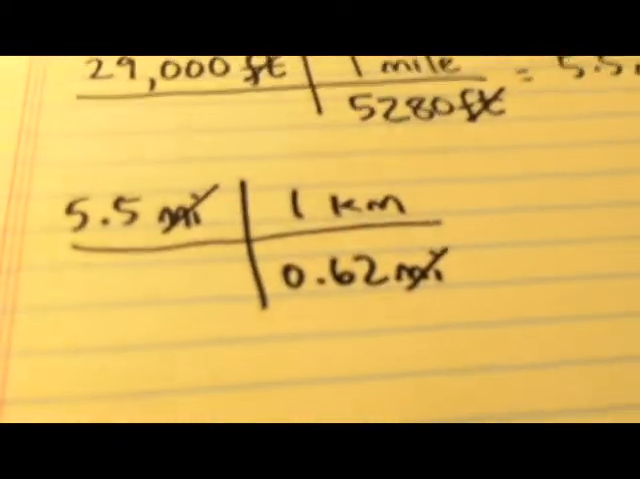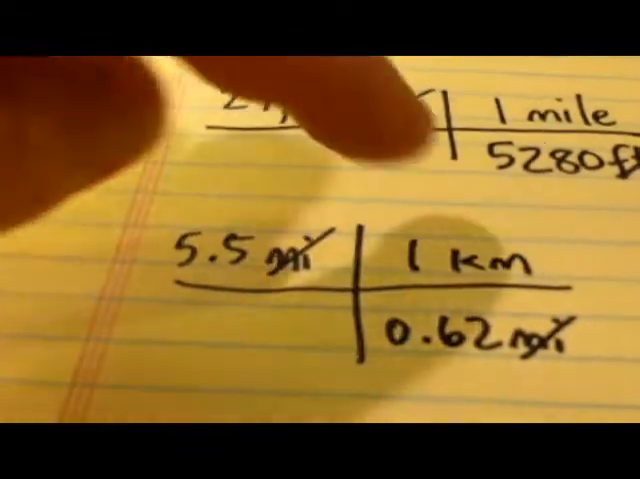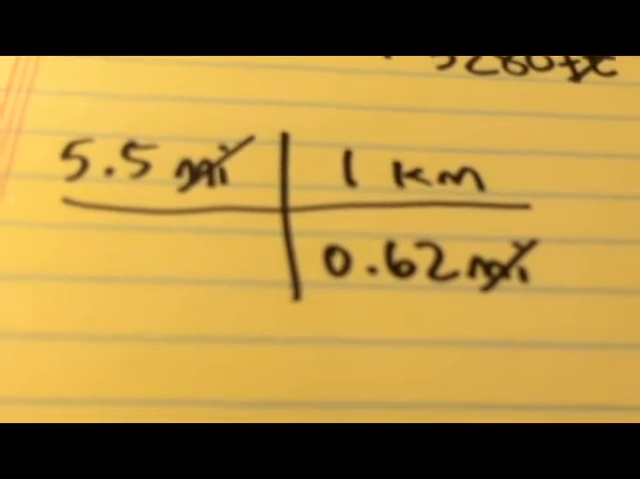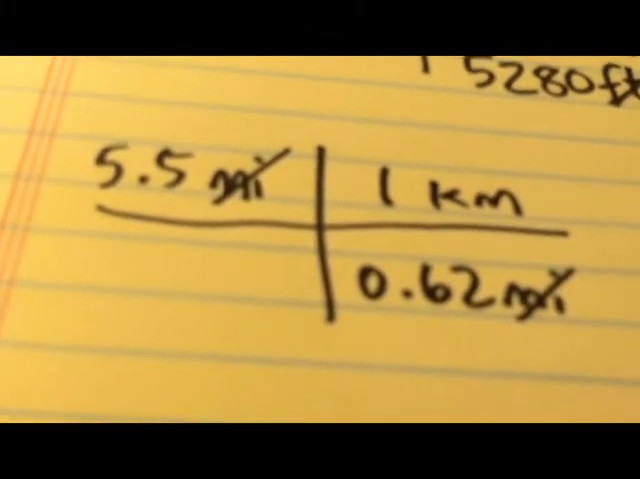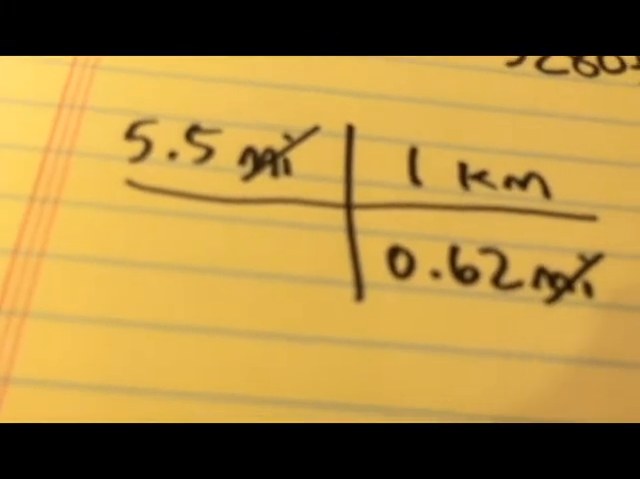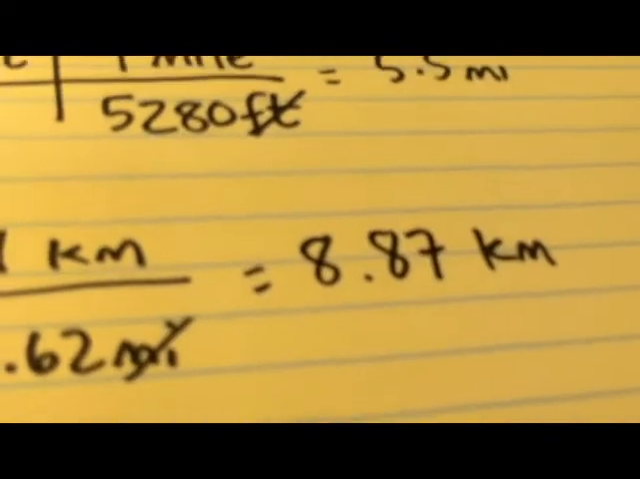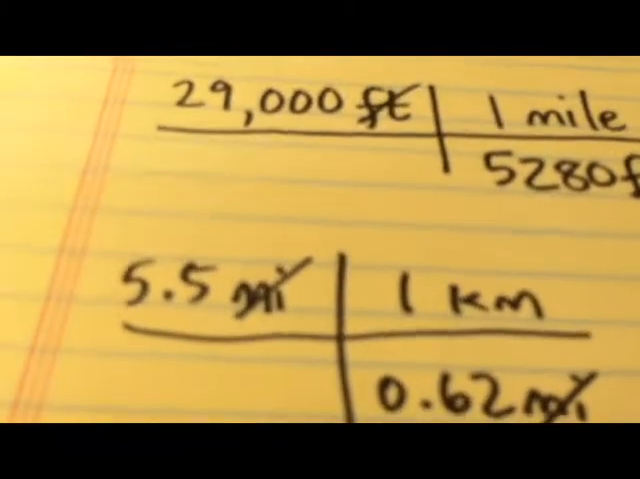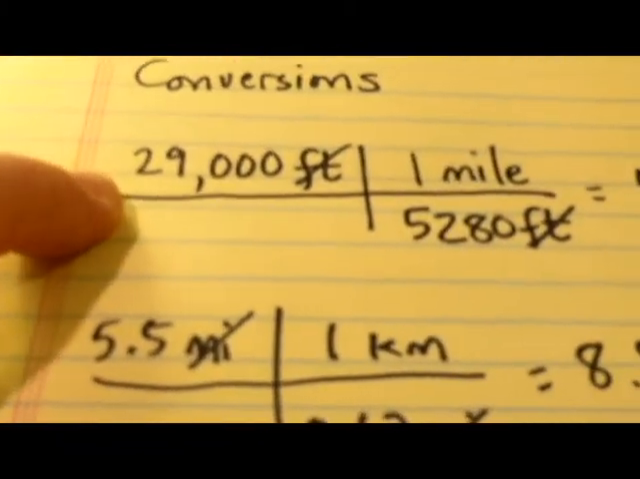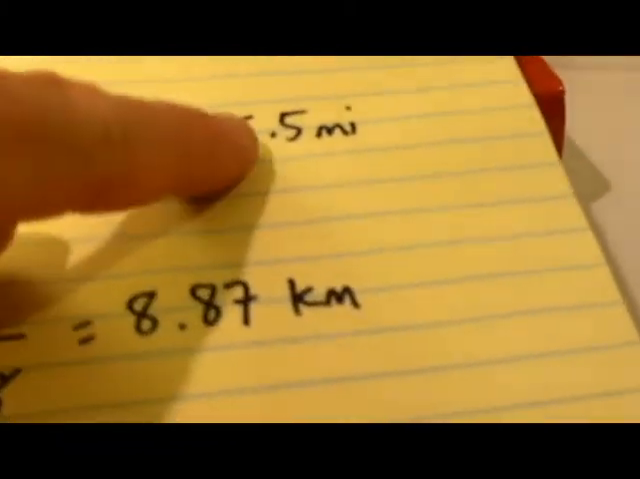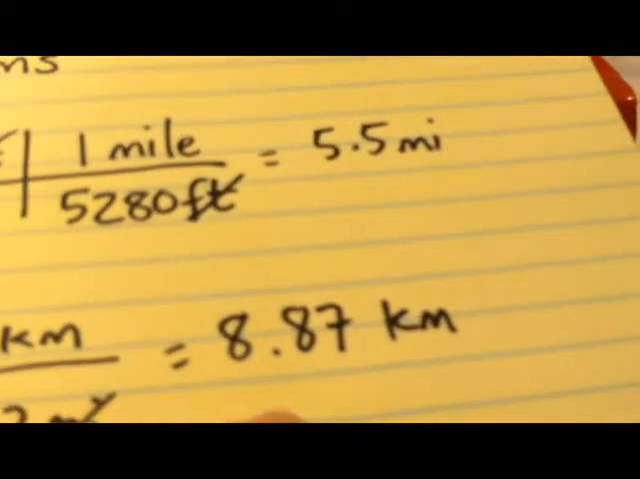The miles cancel, and all we have to do is take your 5.5, multiply it by 1, and divide it by 0.62. When I do that on a calculator, I get about 8.87 kilometers. And that would be the conversion. So Mount Everest is 29,000 feet, 5.5 miles, or around 8.87 kilometers.